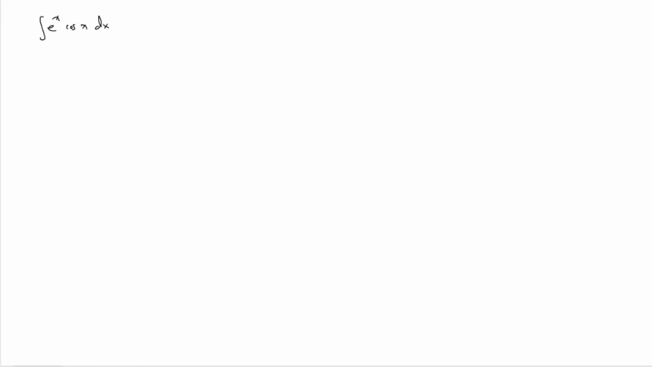It's not at all clear what we should let u and dv equal, so I'll take a guess and let u be the cosine of x, in which case dv has to be e to the x dx. We can then compute du and v as shown, and then apply the formula for integration by parts. After doing a little simplifying, we get that our original integral is equal to e to the x times the cosine of x plus the integral of e to the x sine of x dx.